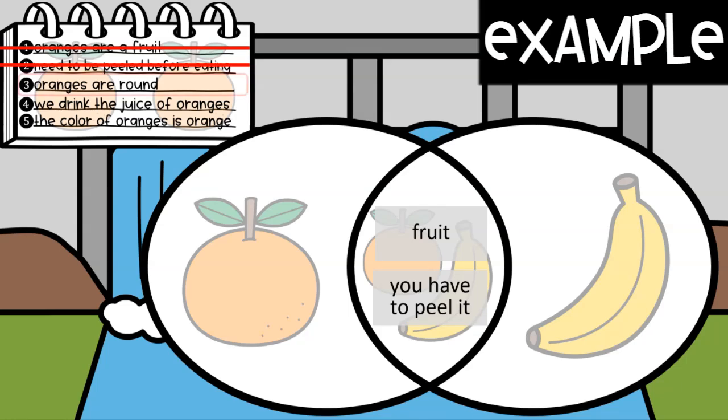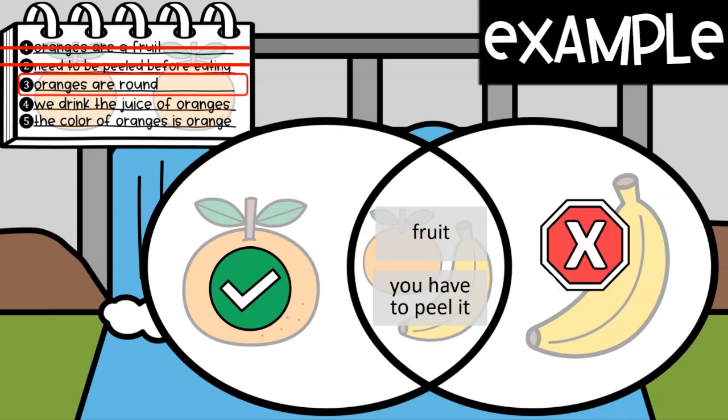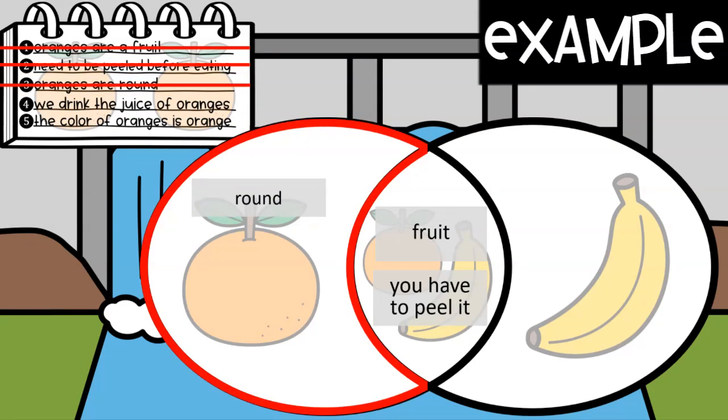Next, we said oranges are round. Do you know where that information should go? Wonderful! Only oranges are round, not bananas. So we need to put that information in the first section of the diagram, or the only oranges side. We're doing great. We just need to organize a few more pieces of information into our diagram.